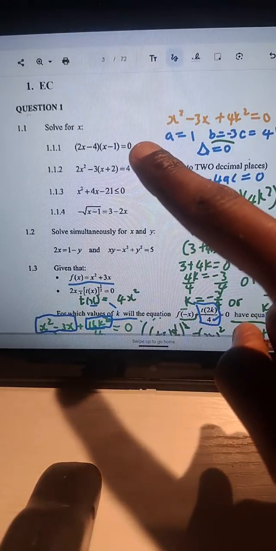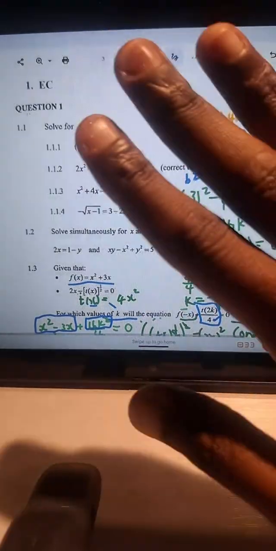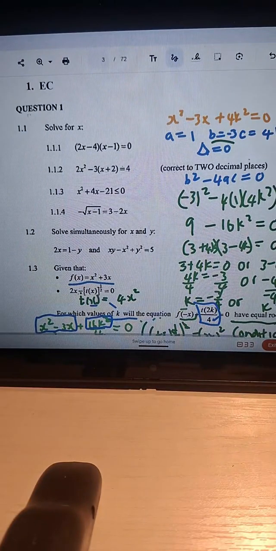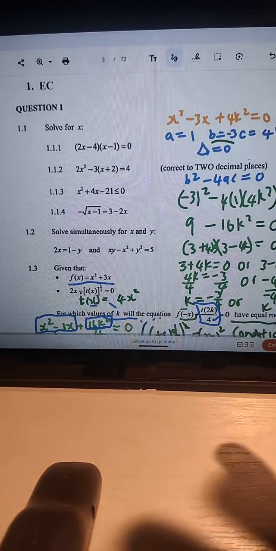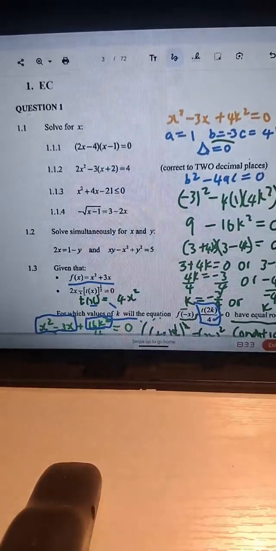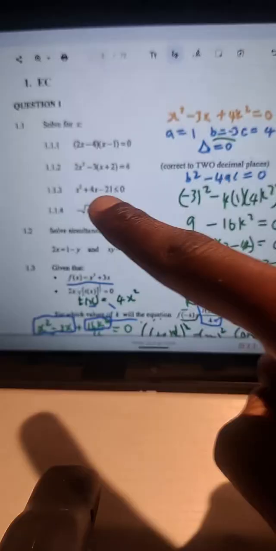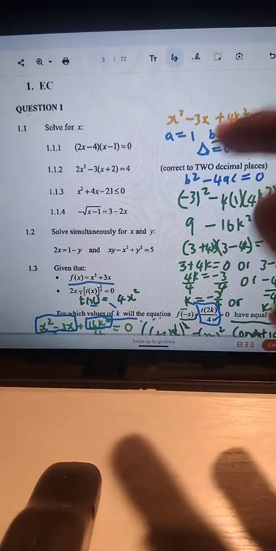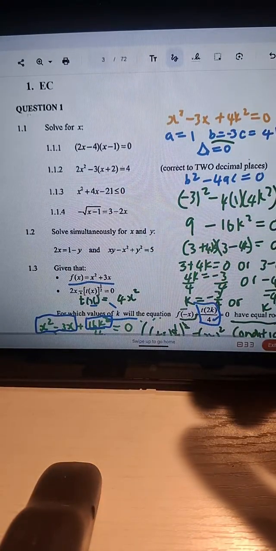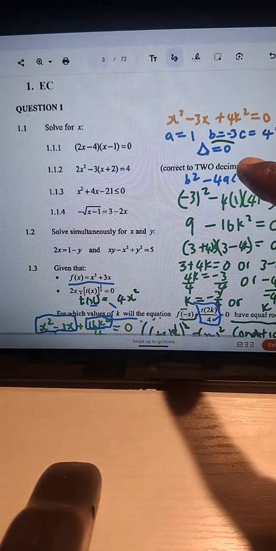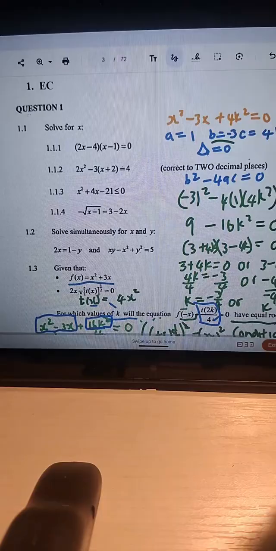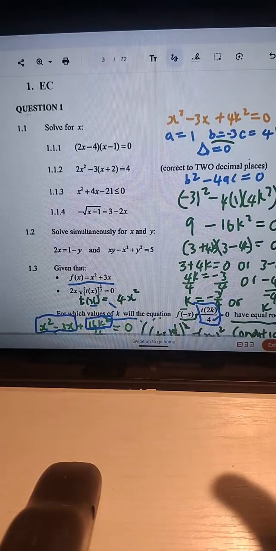So for instance, question 1, pretty straightforward, standard, of course, product of factors equated to 0, so it's straightforward. You apply the zero factor law, you write your roots, your solutions. This one, they say correct to 2 decimal places. Get your equation in standard form first, then the minute it says correct to 2 decimal places, that's quadratic formula in your face. You use quadratic formula.